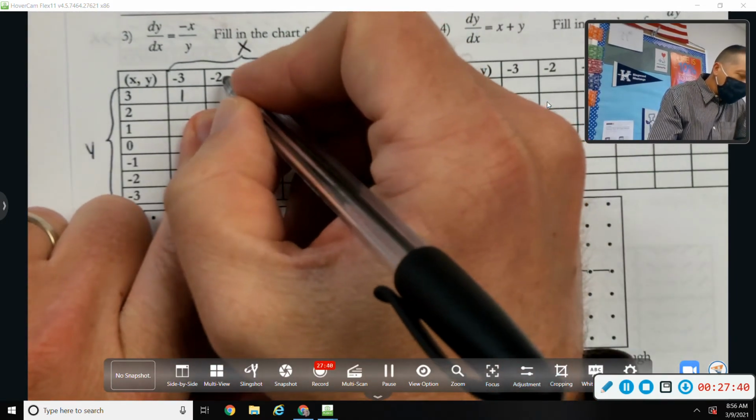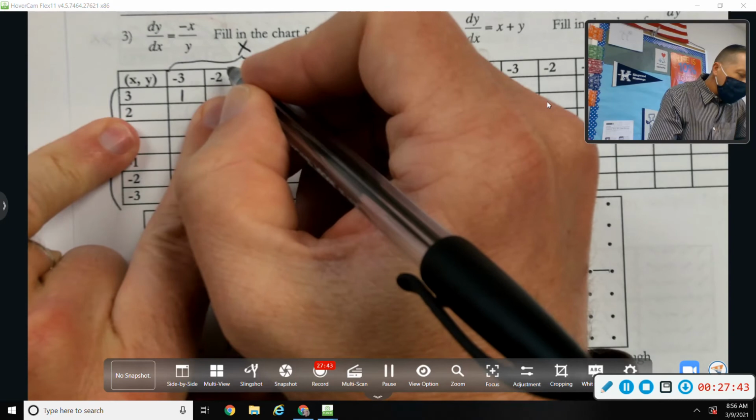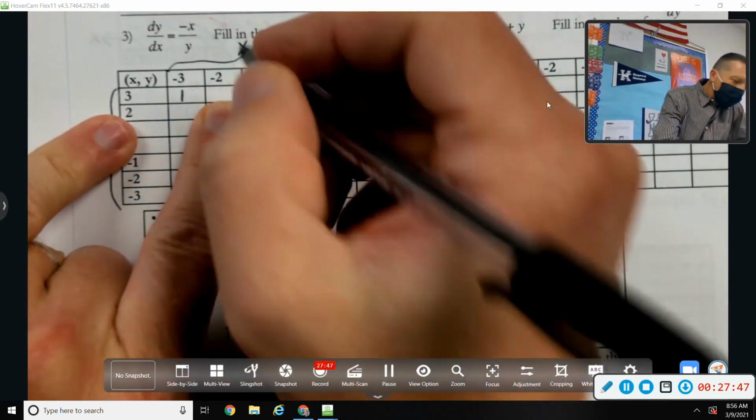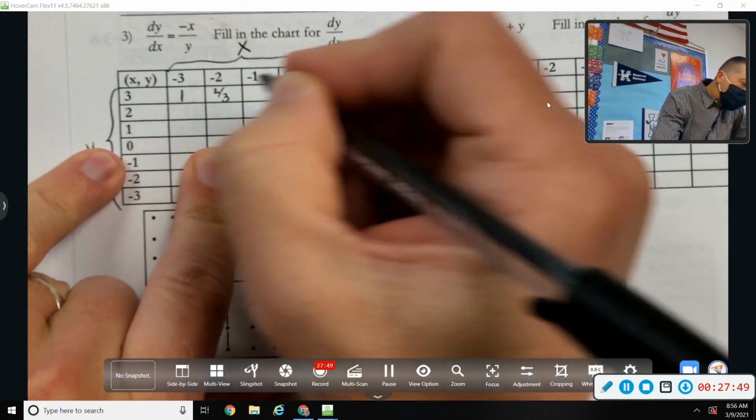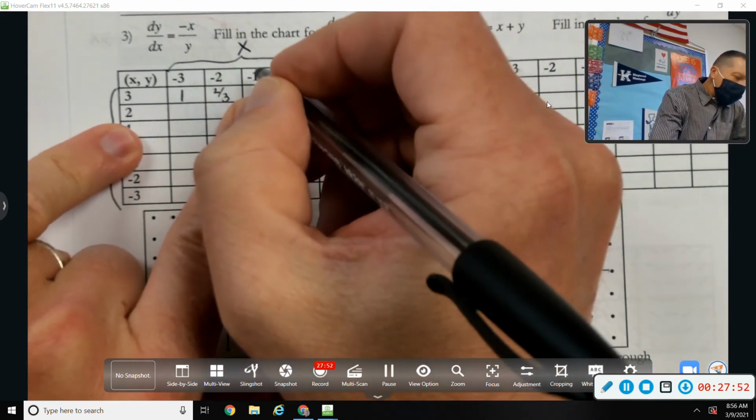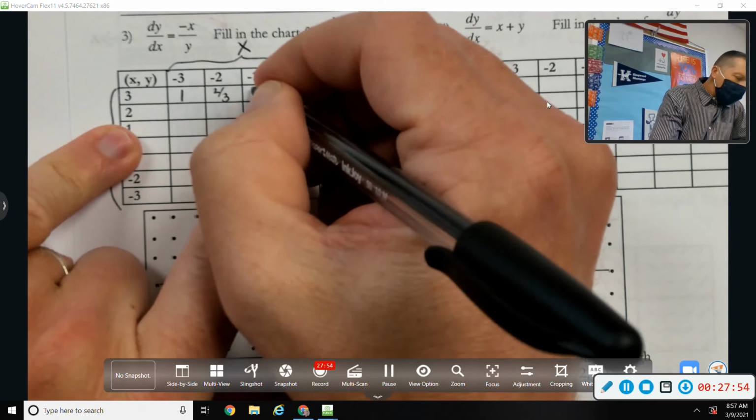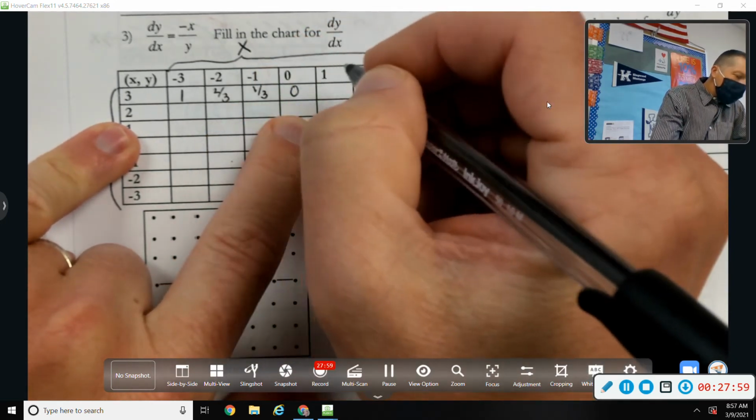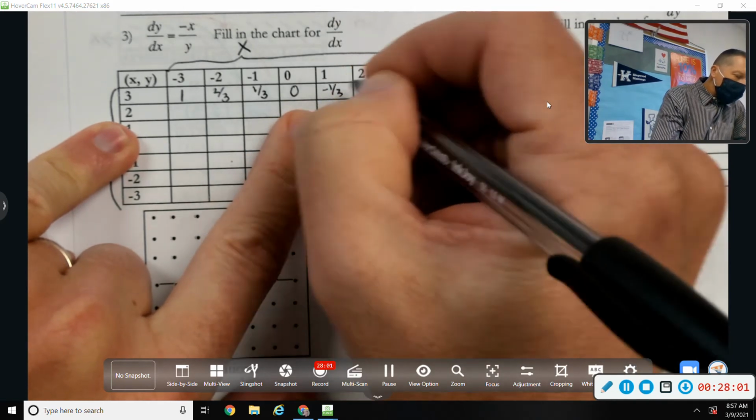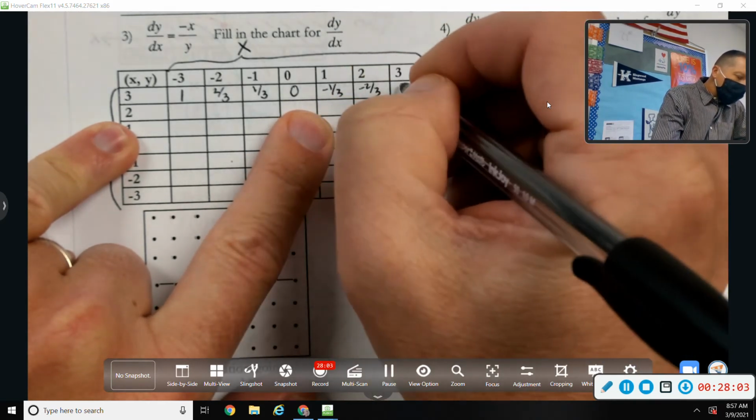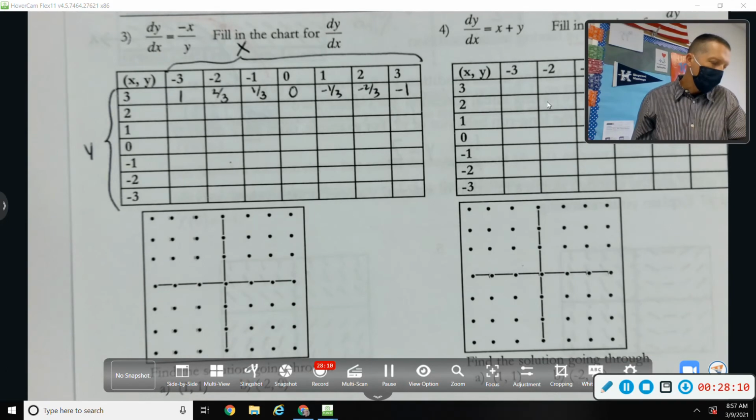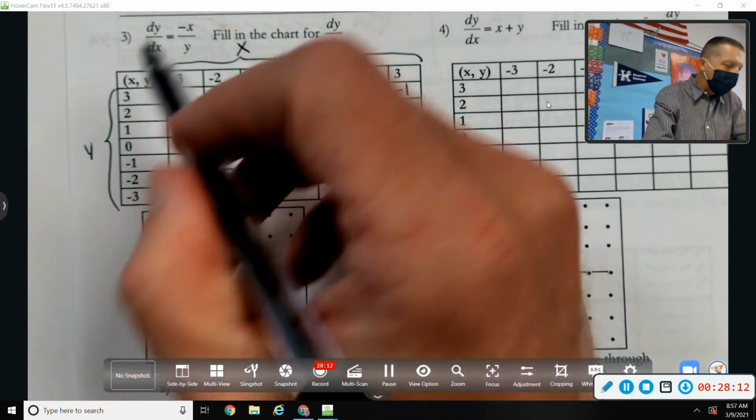All right, if x is -2 and y is 3, what's my slope going to be there? 2/3. And then 1/3. And then 0/3. And then -1/3, -2/3, -3/3, which is -1. So a little bit harder than number 1, but there's still a pattern there. And the pattern is -x over y.